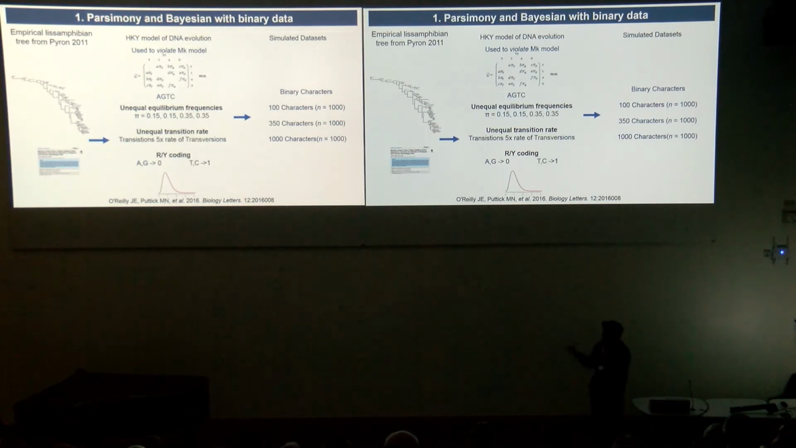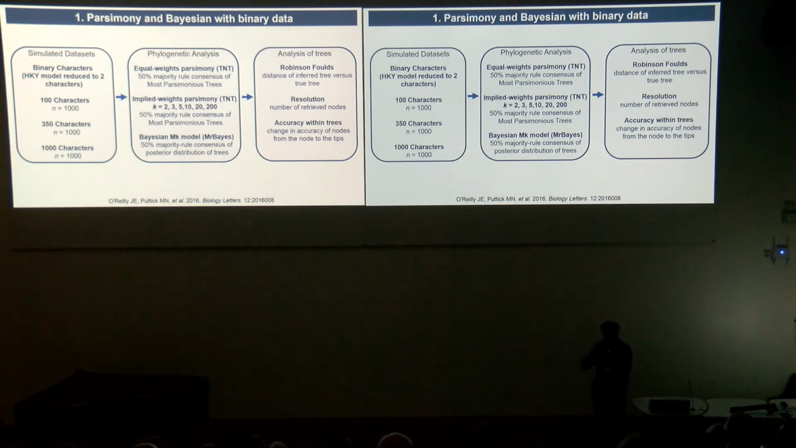So what we did was take a very similar approach to them. We used exactly the same tree, but we simulated data that violated the assumptions of the MK model. So we did this in various ways, which I won't go into, but we ended up with data sets of 100, 350, and 1,000 characters. So for each size, we simulated 1,000 matrices. And then we took these data sets, so these are just binary characters, zeros and ones, and analysed them using equal weights and implied weights parsimony. For implied weights, we used a variety of k values, so different concavity constants, and the Bayesian MK model as well.